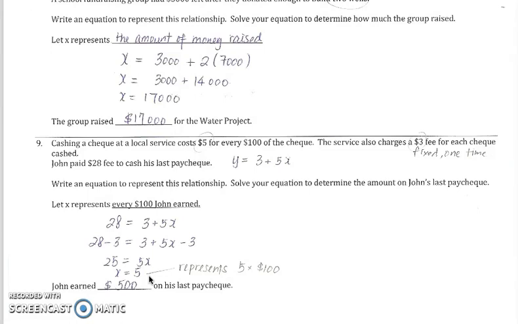But this is not the amount on John's paycheck. This is just how many times 100 is on his paycheck. So as a result, we have to multiply 5 by 100 to represent the amount of money that John has earned on his last paycheck, which is $500.